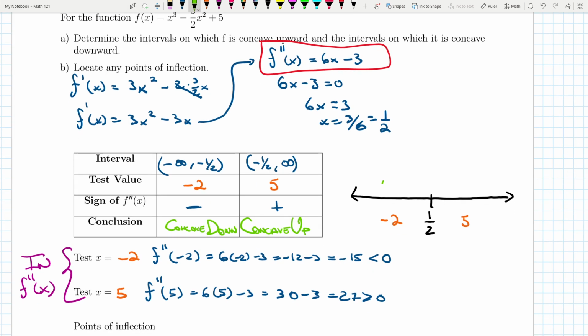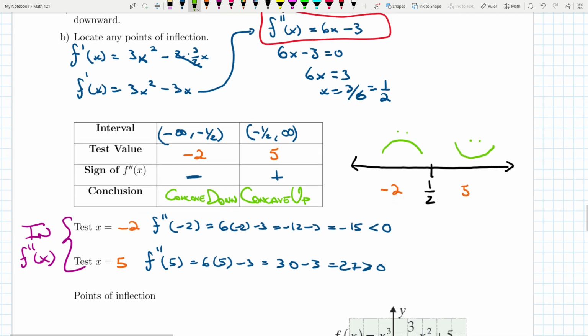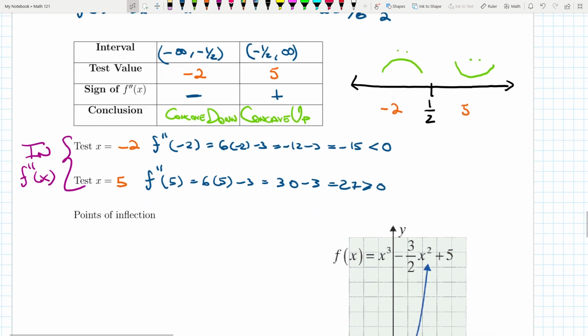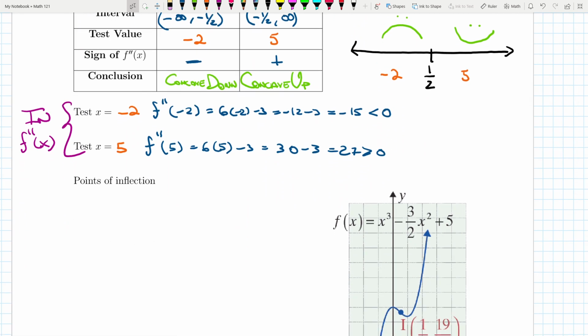Okay, so how do we illustrate this? In this case, it's concave down and concave up, as opposed to increasing or decreasing, which we did in the previous section. I use a sad face for concave down and a happy face for concave up. All right, because in this case there is a change in the concavity, then we have a point of inflection. And that point of inflection is at x equals whatever the hypercritical value is, which in this case is 1/2.